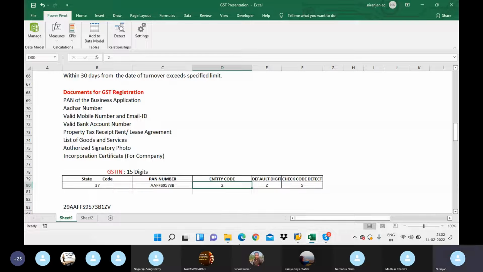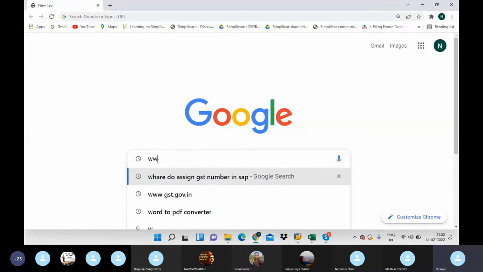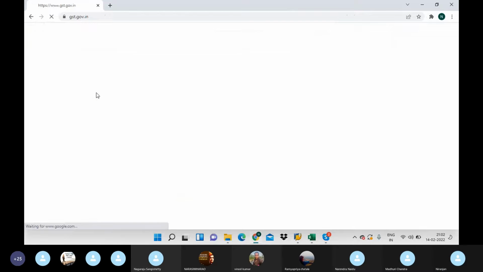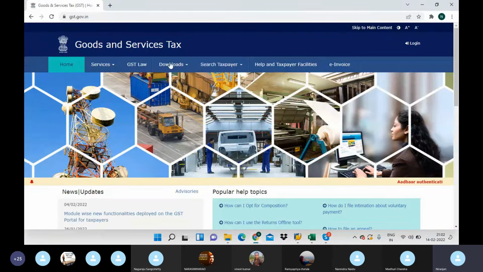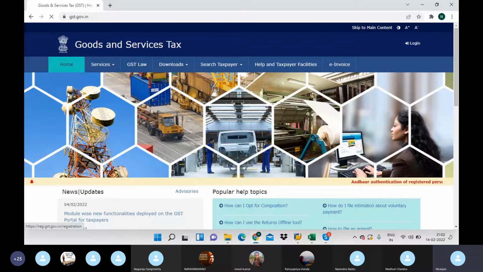So we can see the GST portal now. We can see how to check a GST number and how the registration process works. I will give you an overview of the registration process. So go to the GST portal. Here, suppose I need a new registration. Go to Services, Registration, New Registration.